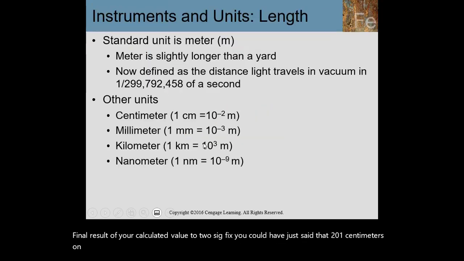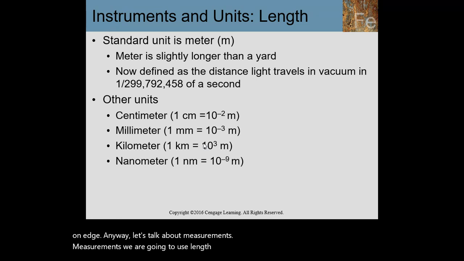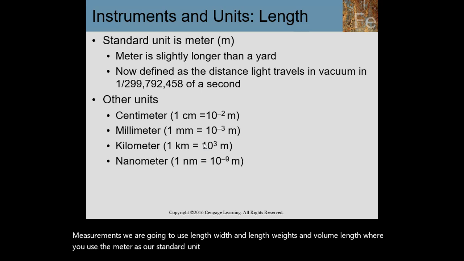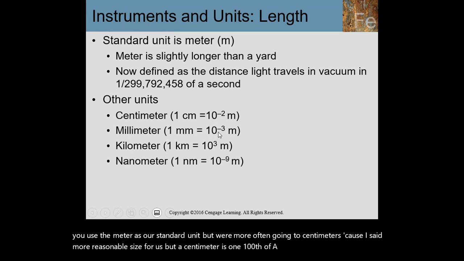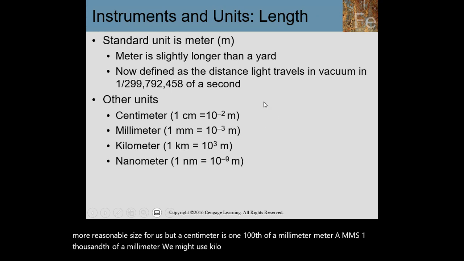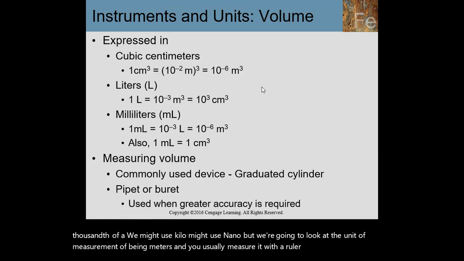Anyway, let's talk about measurements. We're going to use length, weight, and volume. For length, we're going to use the meter as our standard unit, but we're more often going to look at centimeters because that's a more reasonable size for us. A centimeter is 1/100th of a meter. A millimeter is 1/1000th of a meter. We might use kilo, we might use nano, but the unit of measurement is meters. And you usually measure it with a ruler or a caliper or something.